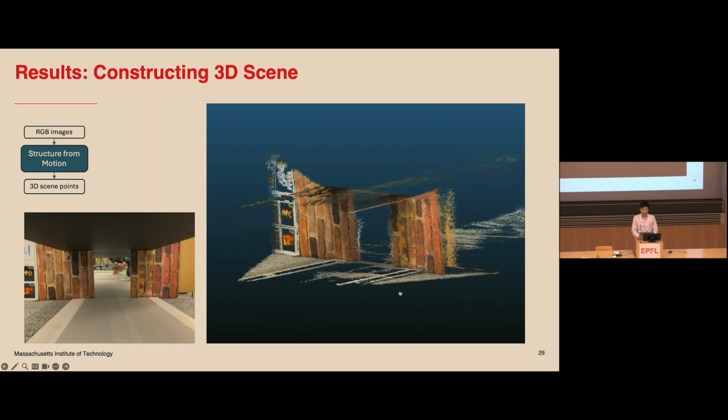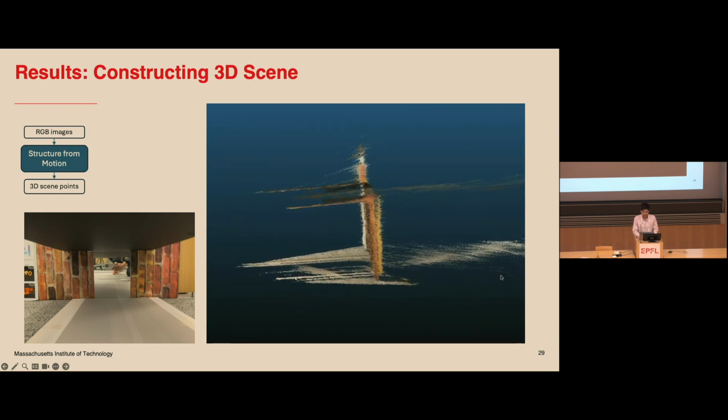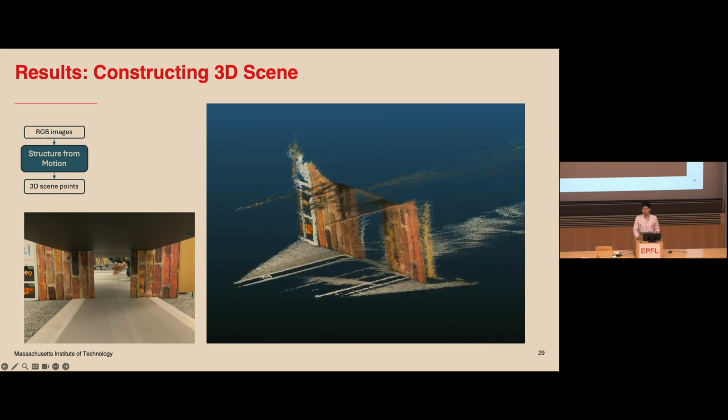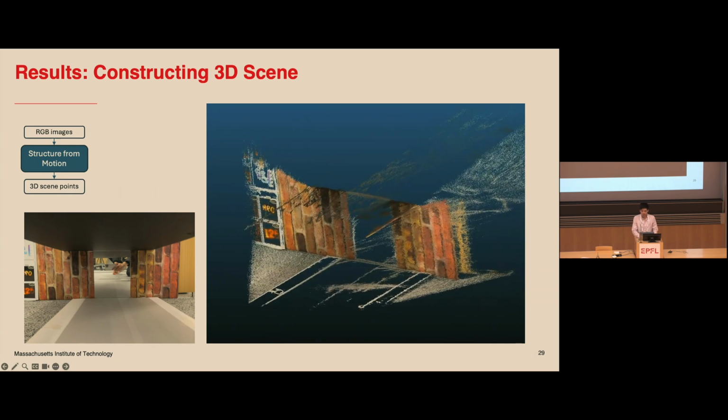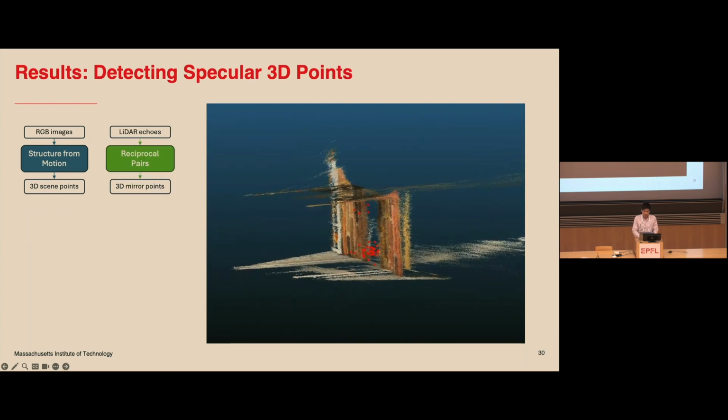And here we show our 3D reconstruction result with our method. Because our LiDAR sensor is very sparse, with only 12 by 12 resolution, we use RGB to compute the scene points using structure from motion. And then with the LiDAR points, we run our reciprocal algorithm.